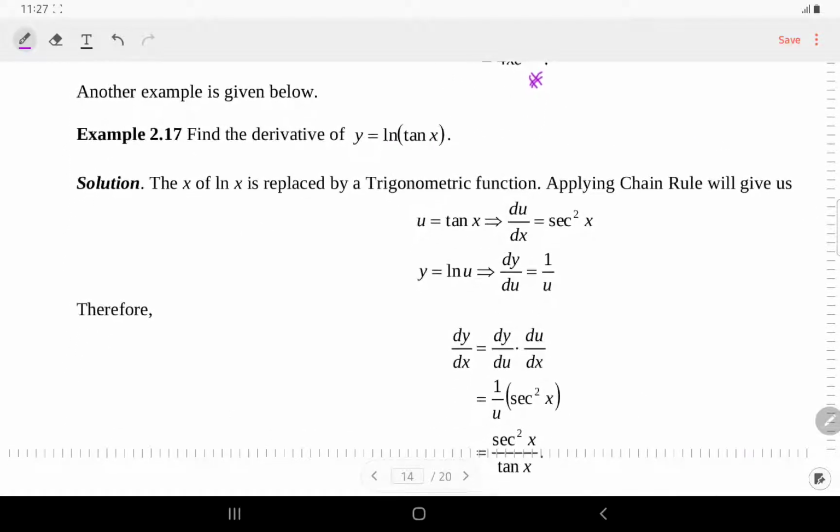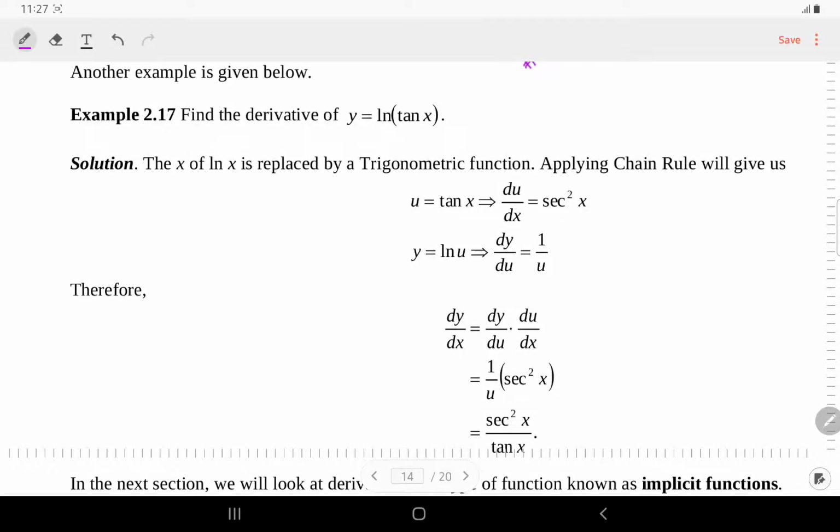Another example here. We want to differentiate ln tangent x. Here we apply the chain rule, and we assume our u equals tangent x. So this expression becomes y equals ln u. Because tangent x is u, y equals ln u. And then we differentiate each of these functions. Here we have du over dx equals secant squared x, and dy over du equals 1 over u.